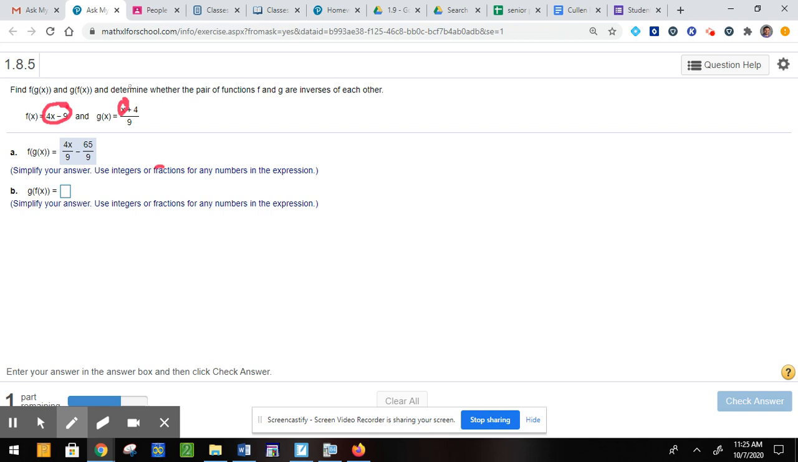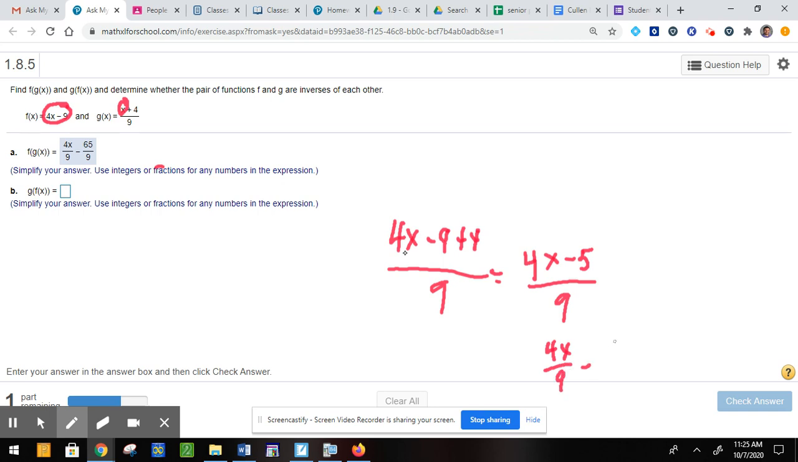So when I go to write it, it's going to be 4x minus 9 plus 4, all over 9. So that ends up being 4x minus 5 over 9. I'm going to write it the same way. So I think it'd be 4x over 9, then minus 5/9. All right, so let's type that in.